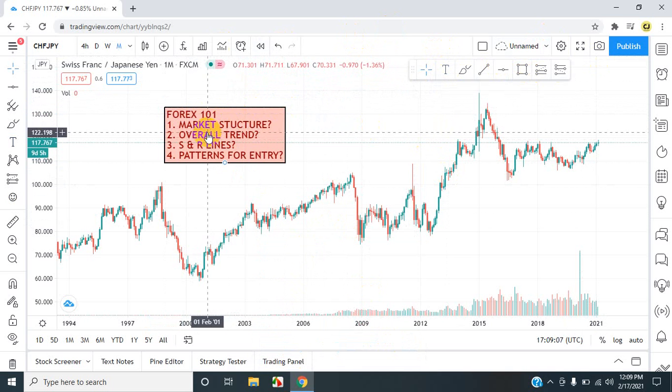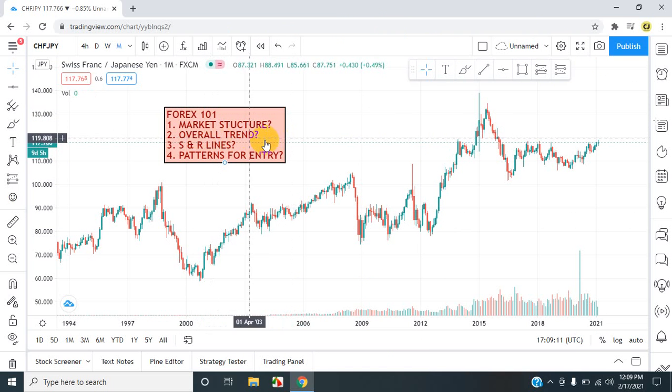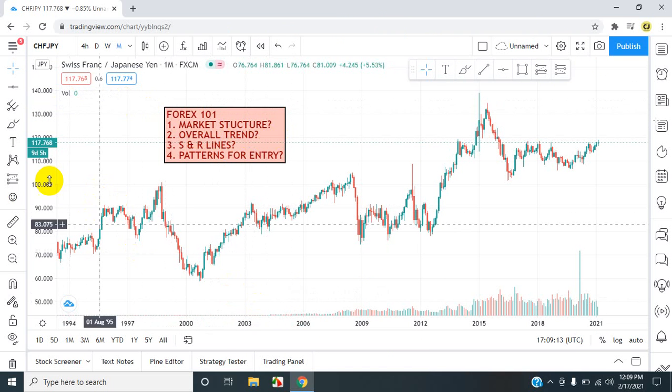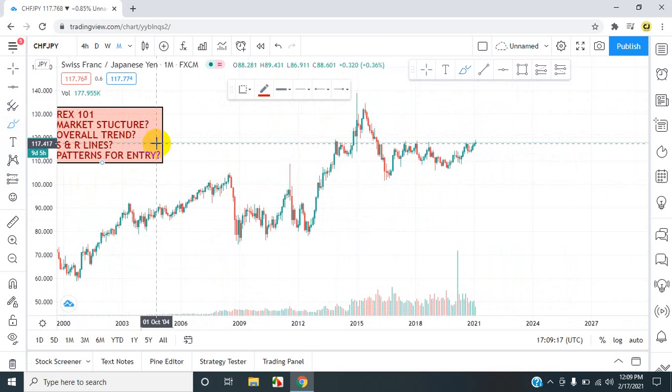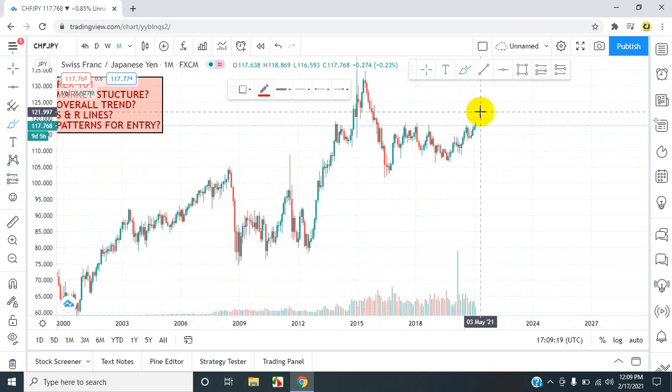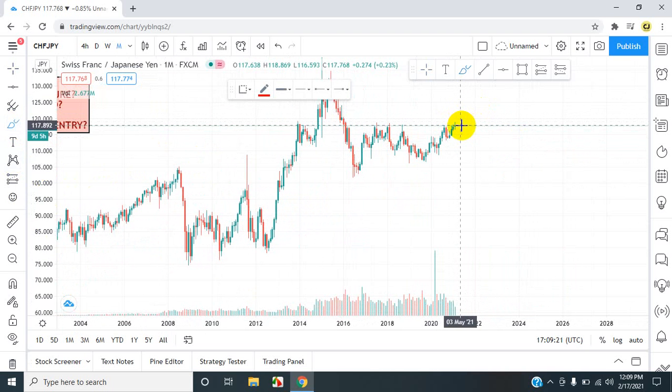Okay, so now next we're working on identifying the overall trend. The way we identify the overall trend is we've got to figure out what's going on on the monthly time frame. So in the monthly time frame, you want to find out where's price action. Price action is this last active green candle right here.